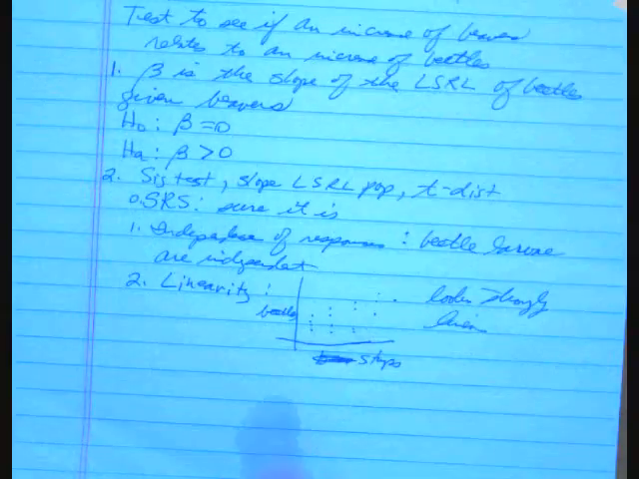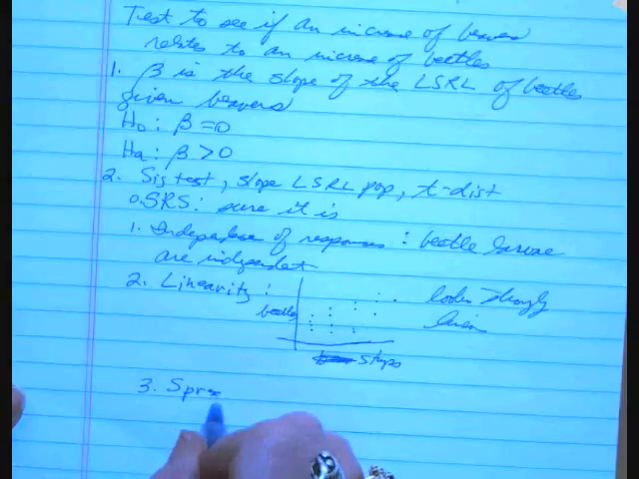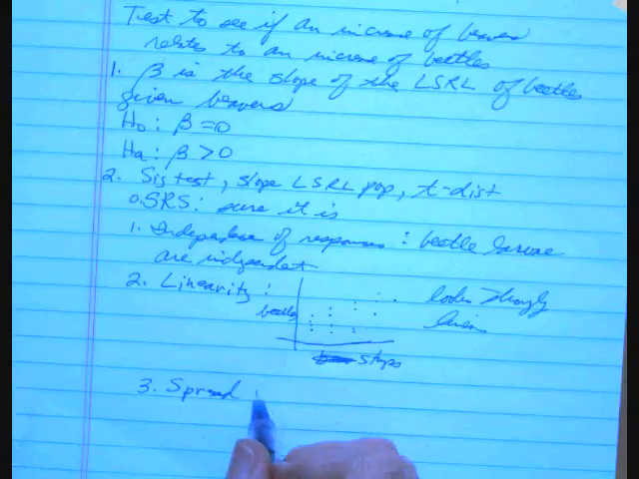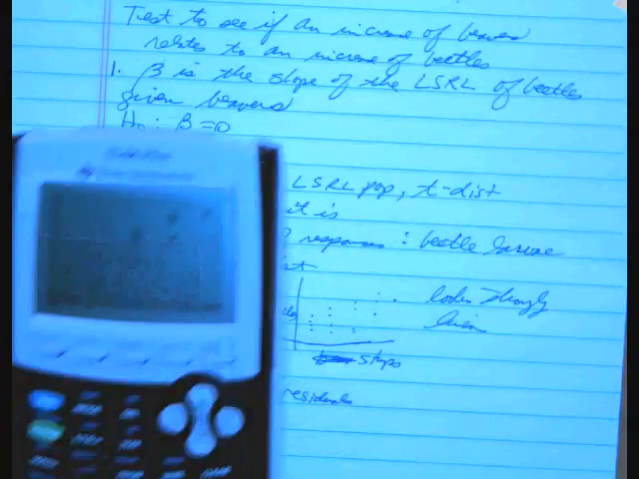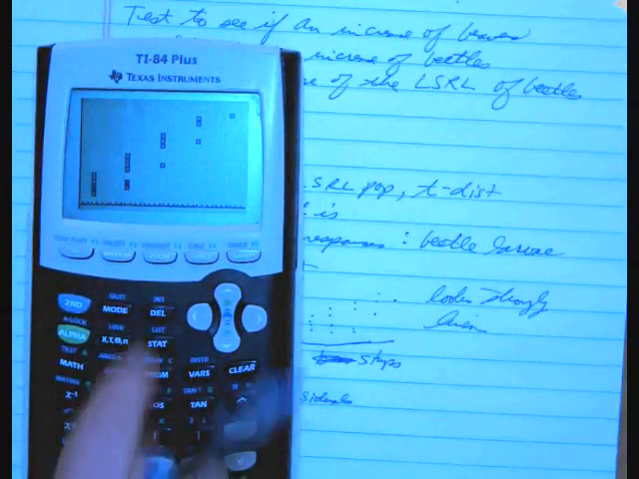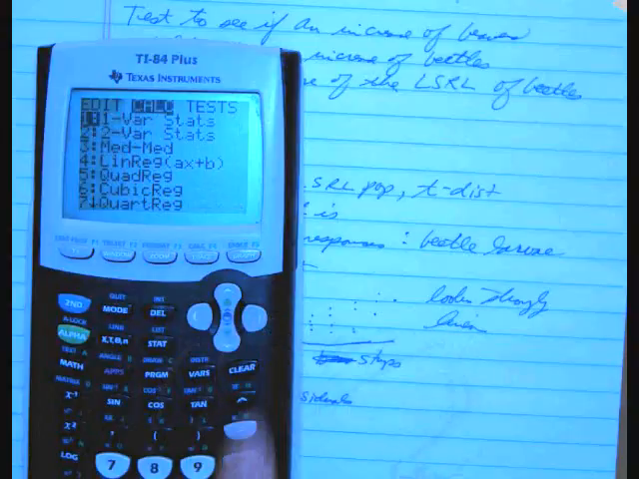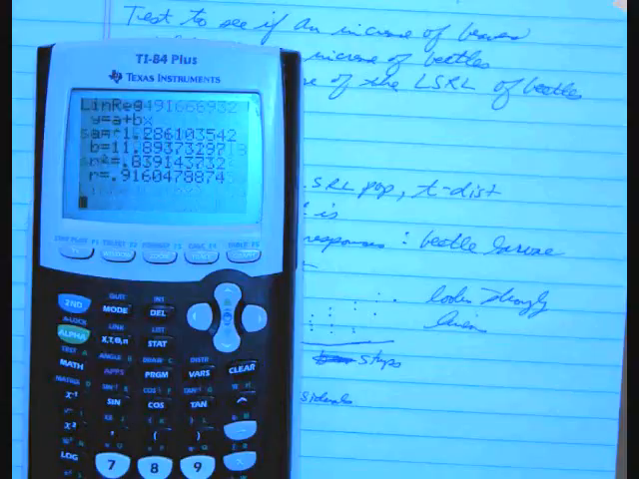Okay. Next condition is about spread. To check my condition of spread, I need to look at my residuals. In order to look at the residuals, I had best do a linear regression. So let me hit stat, calc, doing number 8. And I got an R of 0.916, so R squared 0.839. Yeah, that's pretty strongly linear.